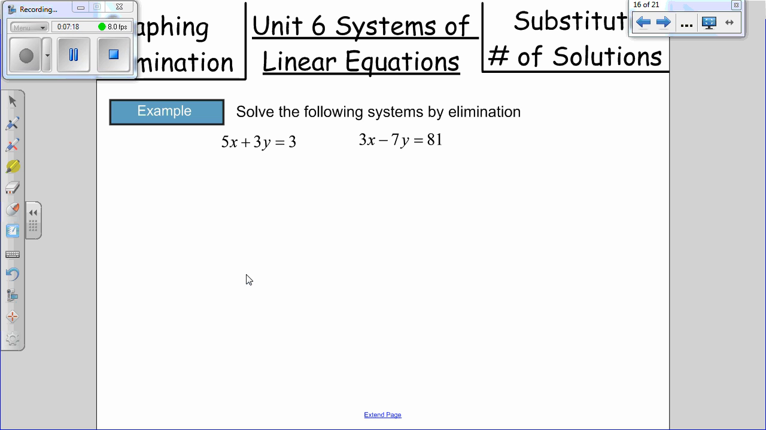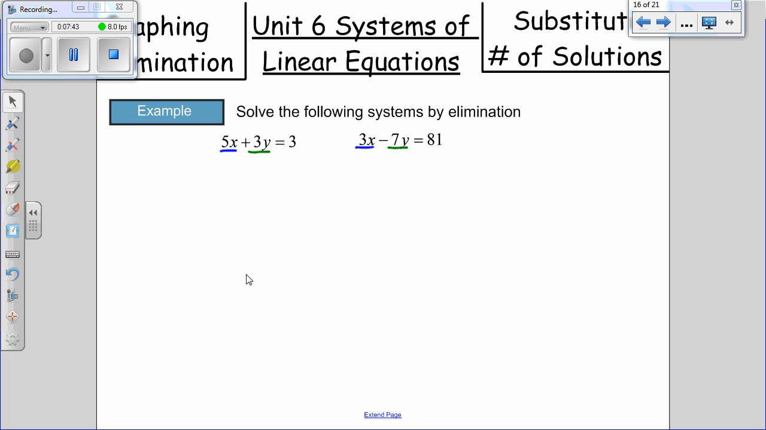This one is the first time that we have to figure out something for step 1. Step 1 says choose a variable and make sure they're the same. If I look at my x's, I notice that they're not the same. If I look at my y's, they're not the same either. So that means I need to force one of them to be the same. I'm going to make sure that the x's are the same.